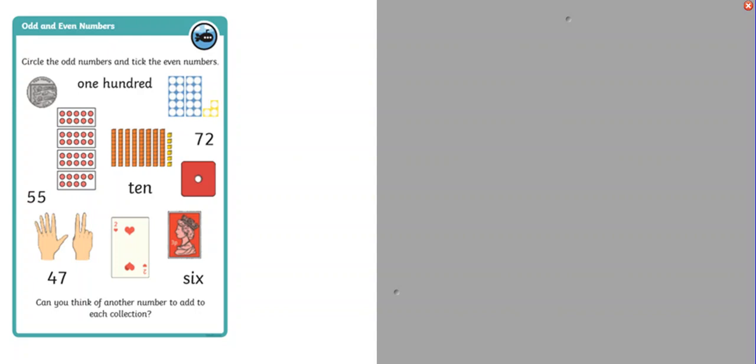So how I would like you to do this is I would like you to do like you did yesterday and create two tables. Two columns. I'd like you to label one of them odd and one of them even. Then I would like you to put each of these numbers into those columns, depending on whether they are odd or even. Pause the video now and have a go.